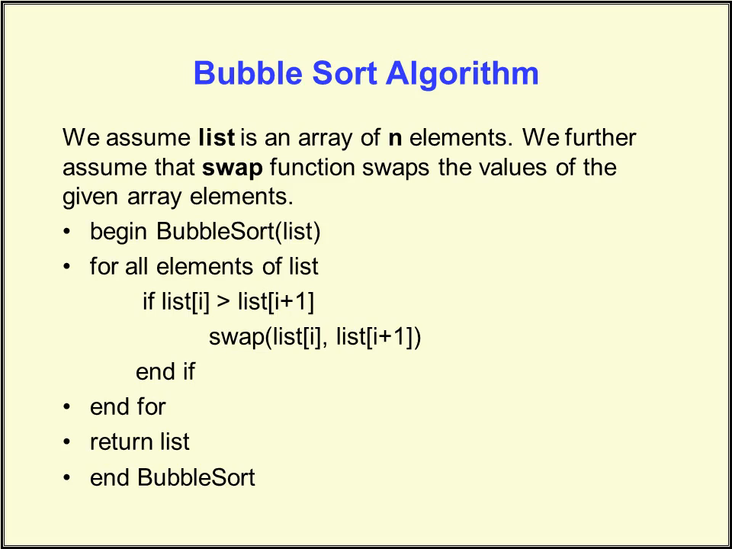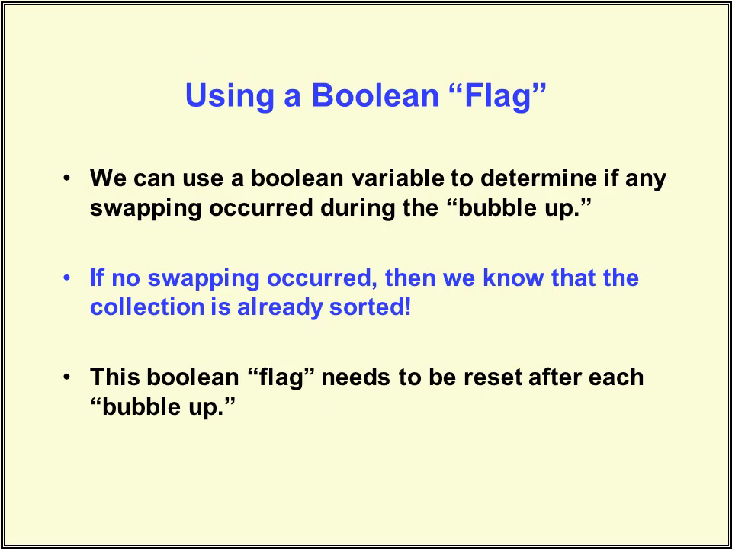We use a boolean flag value for when no swapping occurs while sorting a list. If no swapping occurred, then we know that the collection is already in sorted order, so the boolean flag always needs to be reset after each bubble up. Means after each swapping, the boolean flag will be generated. If no boolean flag value is generated, it means we already have a sorted list, whether it was sorted in ascending order or in descending order.